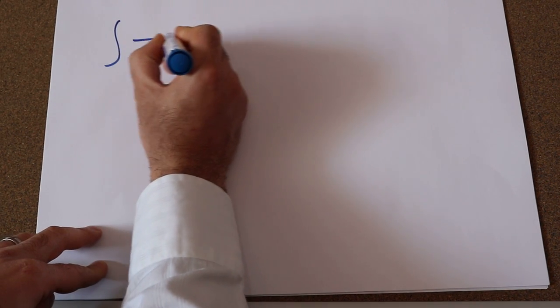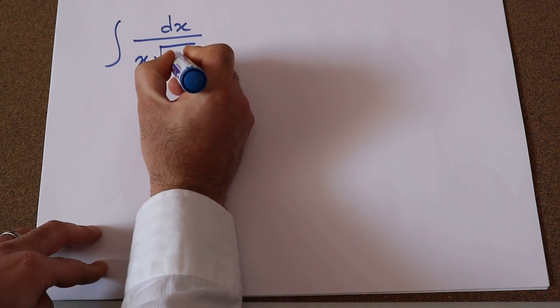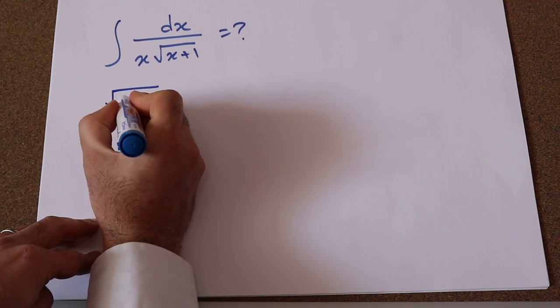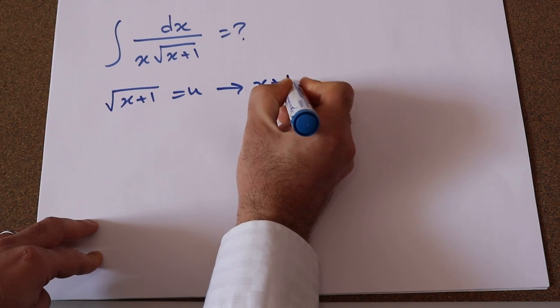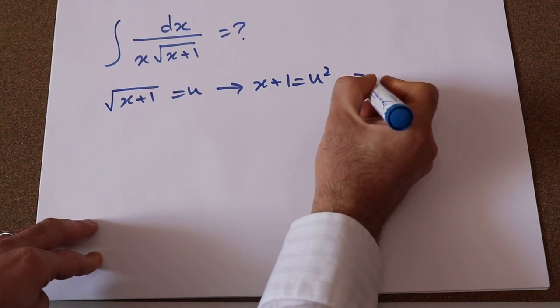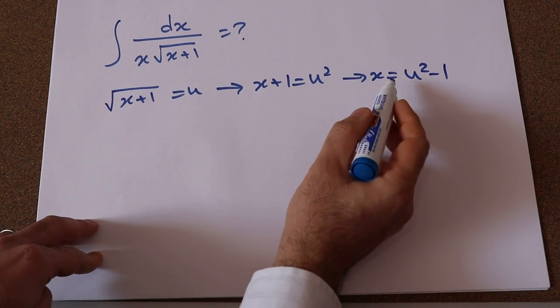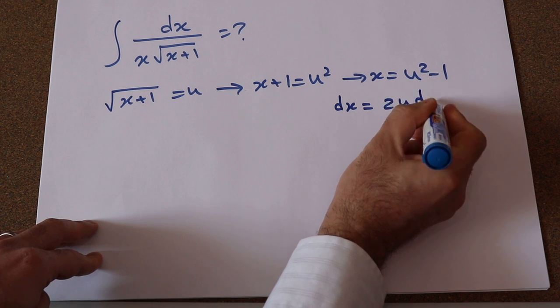Hello, today I'm going to show you how to calculate the integral of dx divided by x times square root of x plus 1. Okay, to solve this integral, I first define square root of x plus 1 as u. Therefore, x plus 1 will be equal to u². Therefore, x will be equal to u² minus 1. Okay, so from this equation, you can conclude that dx will be equal to 2u du.